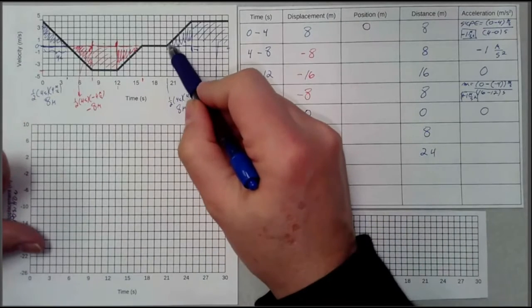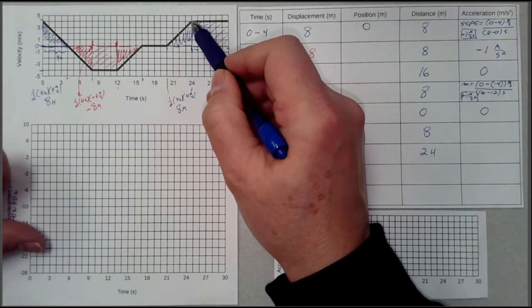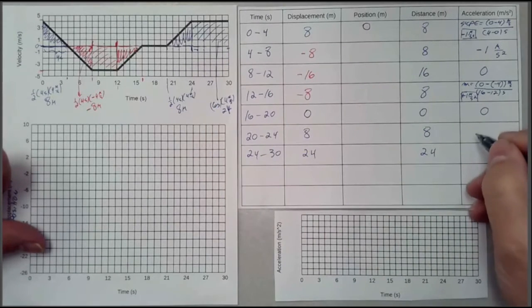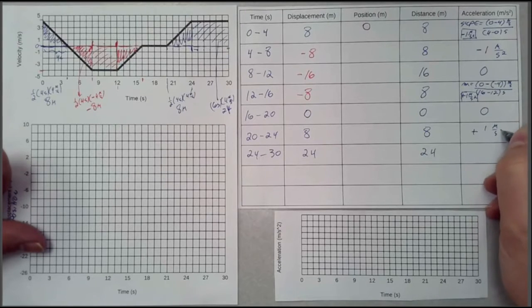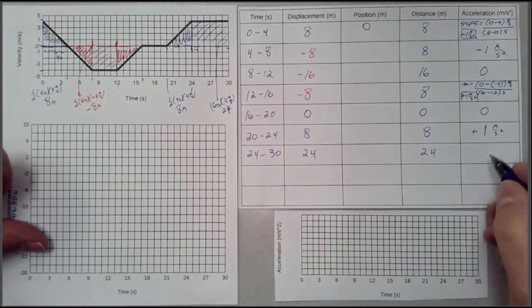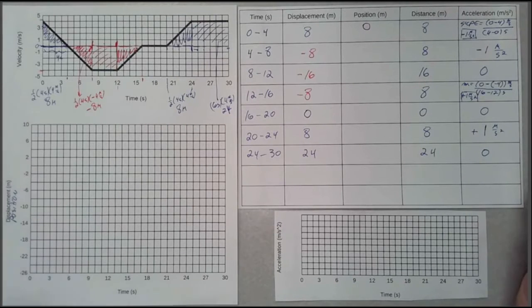All right, as far as this slope, this slope is 4 meters per second minus 0 divided by 4. So that's a positive 1 meter per second squared over there. And then this is constant velocity. So that's 0 for acceleration.